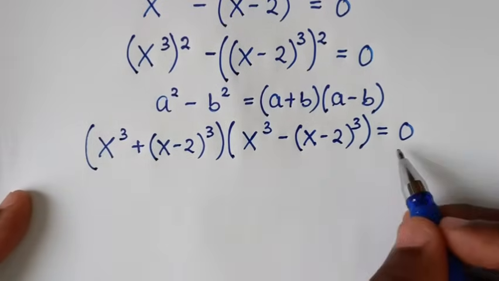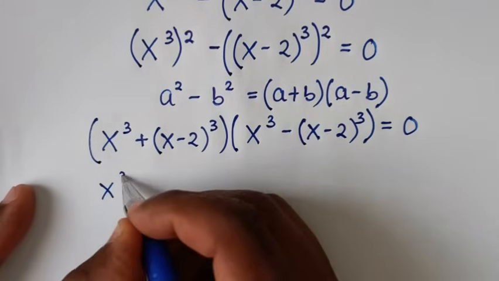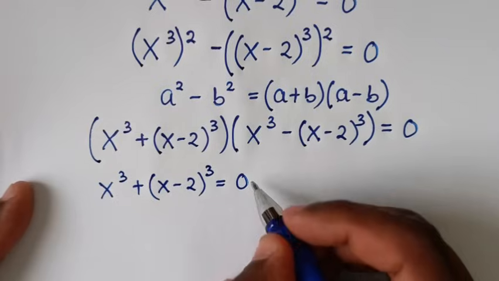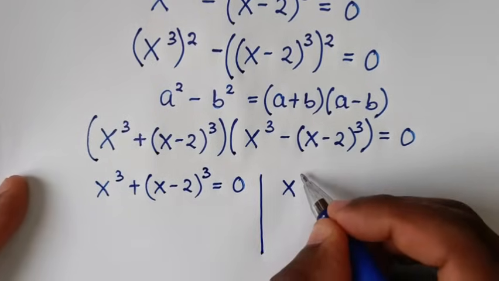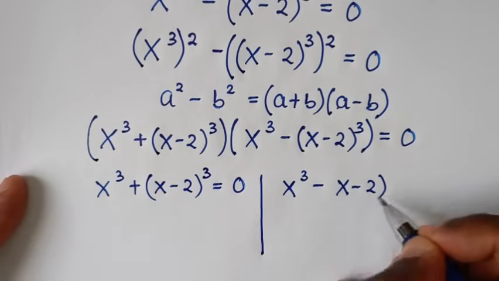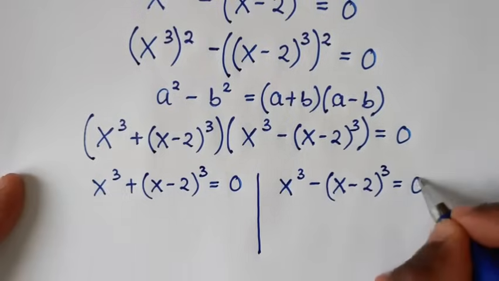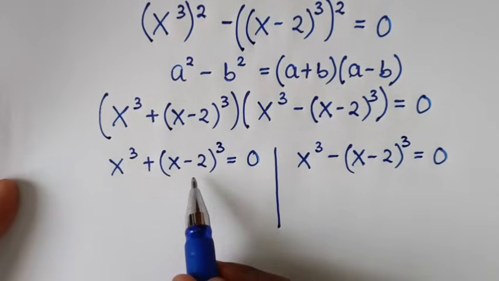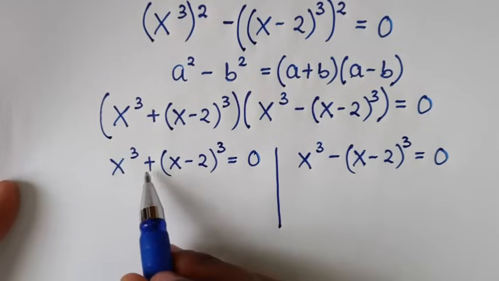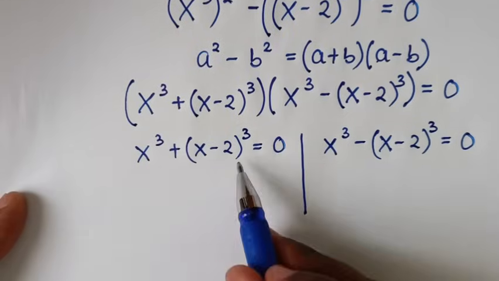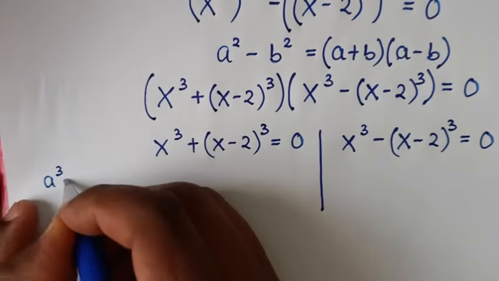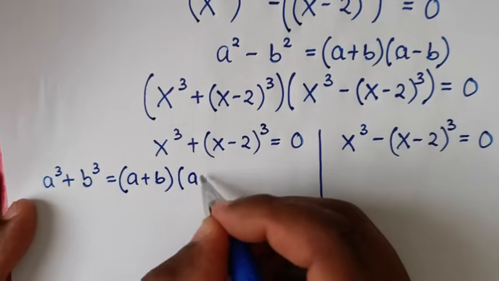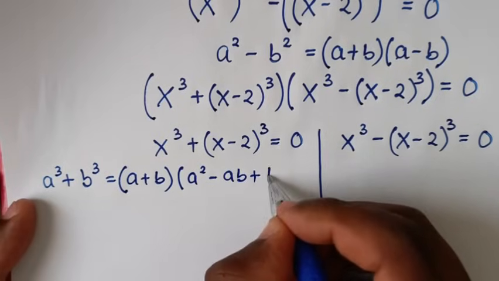Now, we have two solutions: the first is x^3 + (x - 2)^3 = 0, and the second is x^3 - (x - 2)^3 = 0. Then, to solve the first solution, this is in the form of a perfect cube, x^3 + (x - 2)^3. We apply the rule a^3 + b^3 = (a + b)(a^2 - ab + b^2).